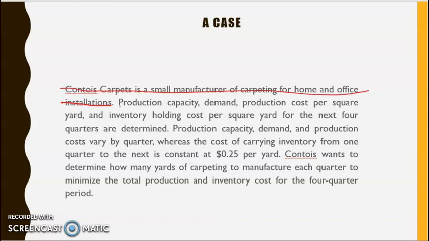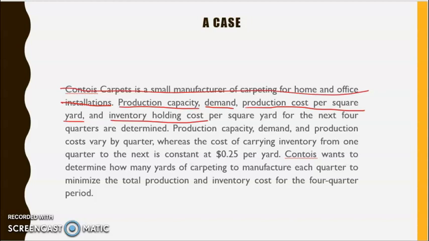Okay, in the previous example, we said production capacity is unlimited. About the demand, we said 100. It is something else. Production cost per square yard, we talked about it, that 100 and 1000. And inventory holding cost is exactly as storing cost that we talked about. And another thing is the transportation cost.